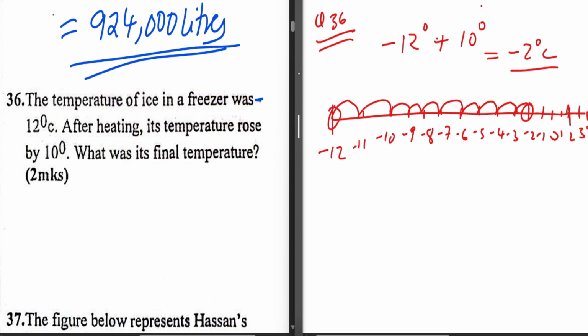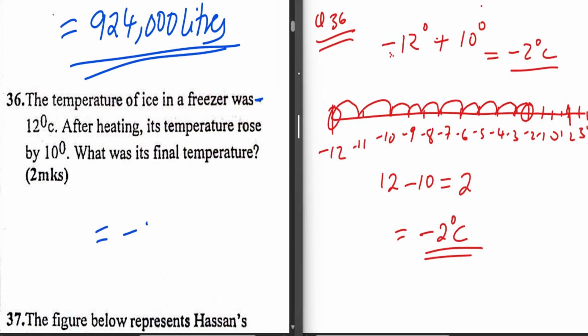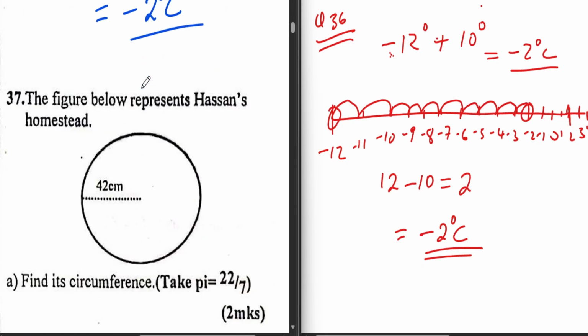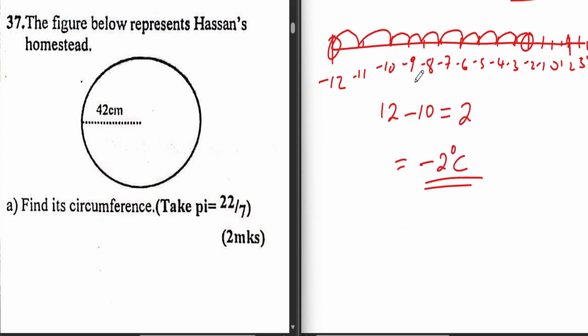Another simple way is just to subtract 12 minus 10 and you get 2. But now since the negative is on the largest number, that's why your final answer is going to be negative 2 degrees Celsius. That's question 36 done. Final question, 37.